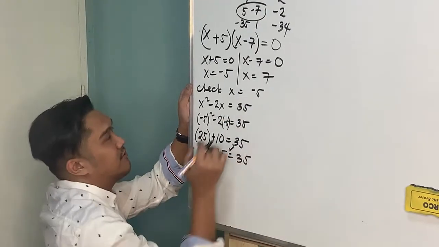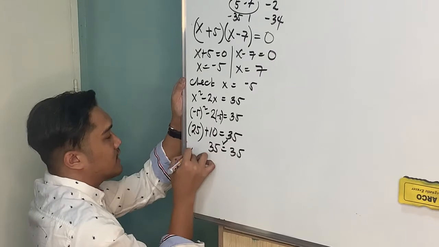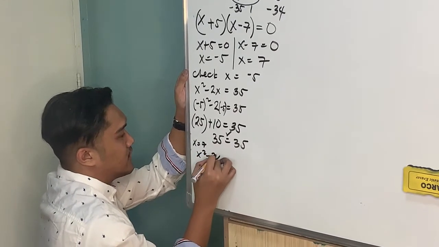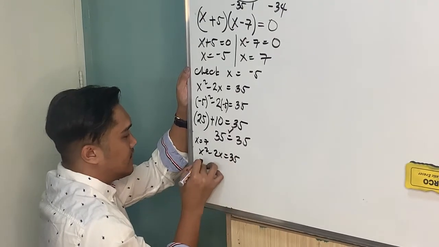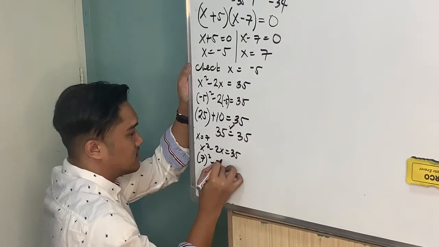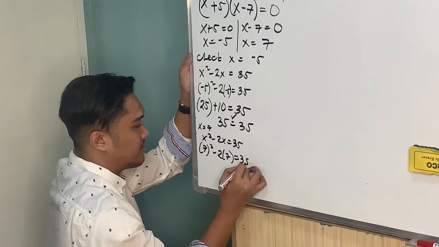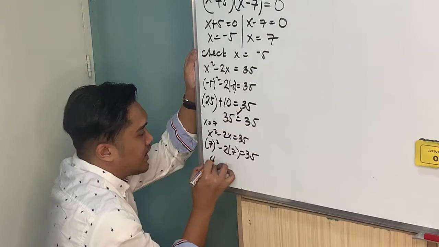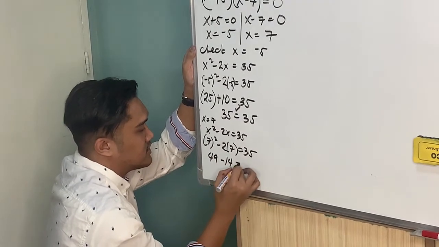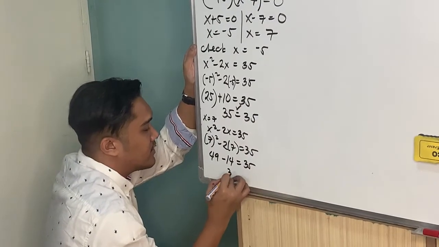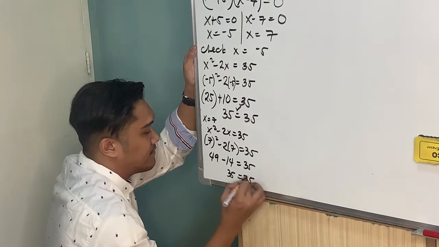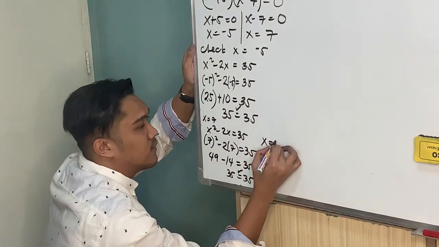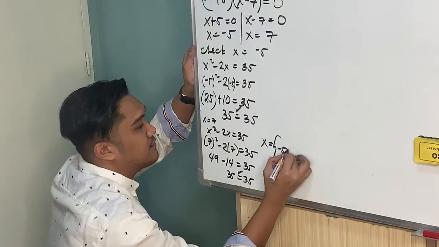Try naman natin yung 7. For x equals 7. X squared minus 2x equals 35. 7 squared minus 2 times 7 is equal to 35. So, magiging 49 minus 14 is equal to 35. 35 is equal to 35. Therefore, it will satisfy. Ang ating solution set will be x is negative 5, x is 7.